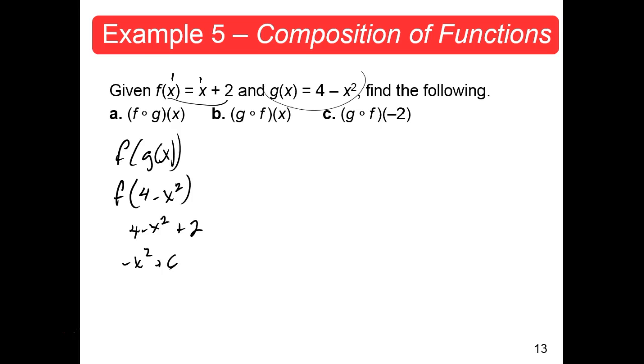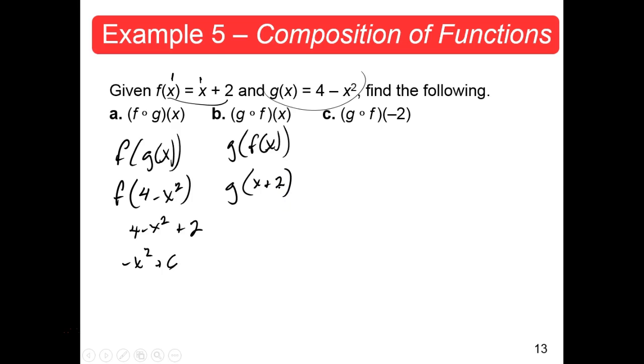Now, let's make sure they got it right. Yeah, good deal. Now, let's do G circle F of X. What does that define to be? G of F of X. And what do we fill in first? The inside. So write down the G. We'll get back to that later. What is your F of X? X plus 2.